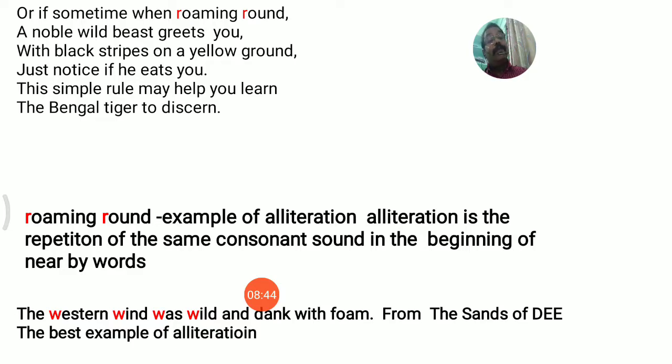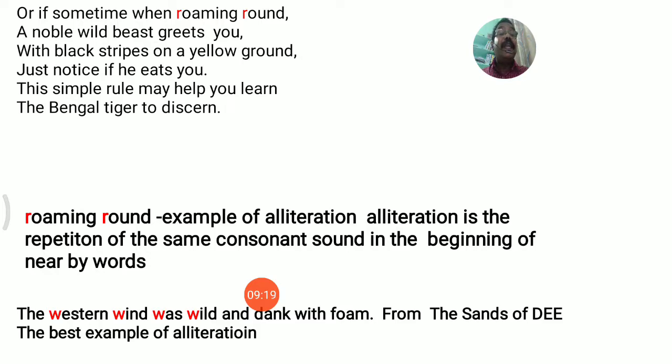So it's a beautiful example of alliteration in a poem titled The Sands of Dee by Charles Kingsley. Charles Kingsley in his Sands of Dee has used a beautiful alliteration in a line. So the poem starts like this. The first stanza is like this: "Oh Mary, go and call the cattle home, and go and call the cattle home, and go and call the cattle home. The western wind was wild and dank with foam, and all alone went she."